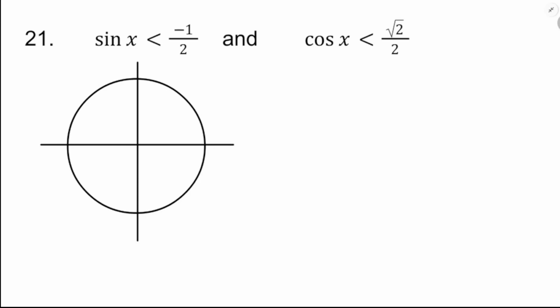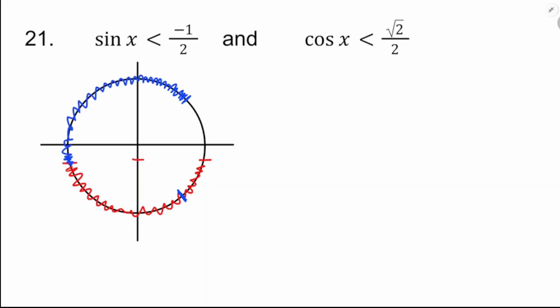Sine x less than negative 1/2. I feel like we did that one just a moment ago, but that's fine. I'm just going to color on that. Sine x is less than negative 1/2. I'm below negative 1/2 vertically on the unit circle. And then cosine x horizontally, I'm less than root 2 over 2. Well, cosine equals root 2 over 2 at the 45s. So it'll be here and there. And if it's less than that horizontally, I'll be to the left of that.